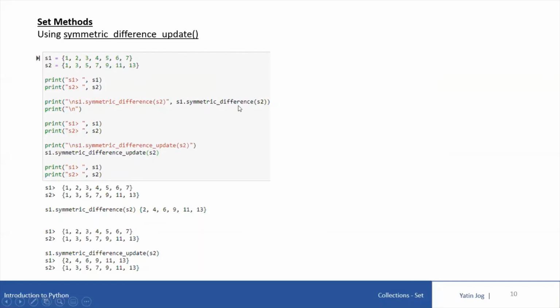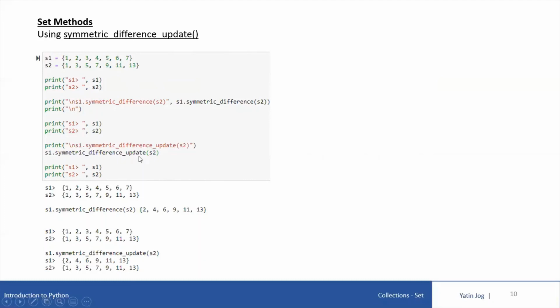So after implementing symmetric difference, if I again print S1 and S2, S1 and S2 are the same. They have not changed. S1 is the same, 1 to 7, and S2 is 1, 3, 5, 7, 9, 11, 13. That means whenever I call symmetric_difference, it will calculate symmetric difference between S1 and S2 and will store the result into another set object. And that is the only difference when you call underscore update.